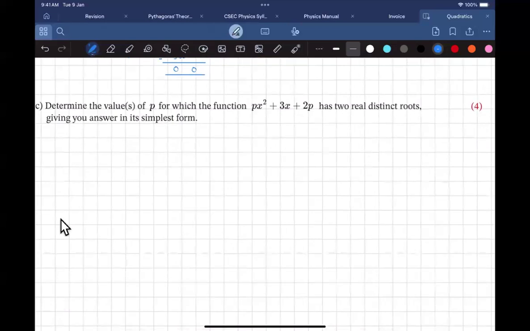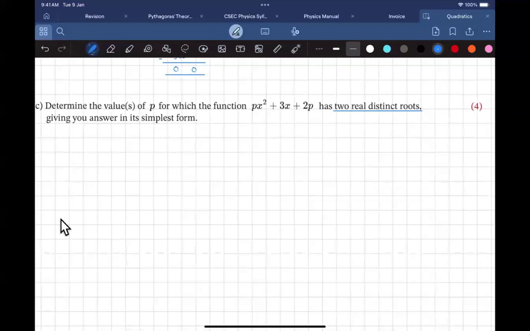They said it has two real distinct roots. So which condition is that, 1, 2, or 3? No, it'll be 1. That's when the discriminant is more than 0, because remember you go plus or minus a number, that will change that. That's why you get two different answers.